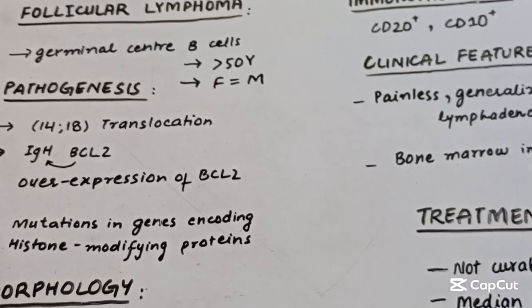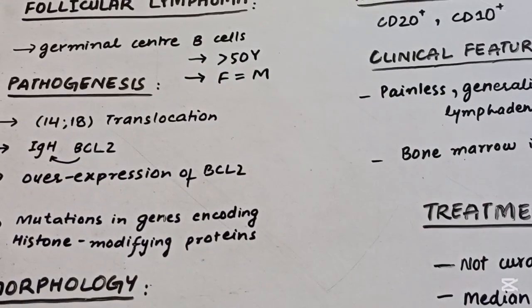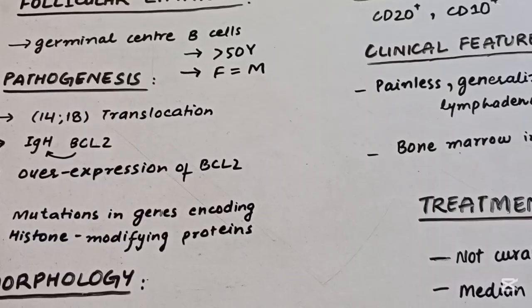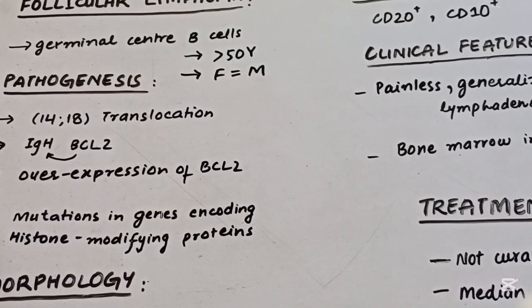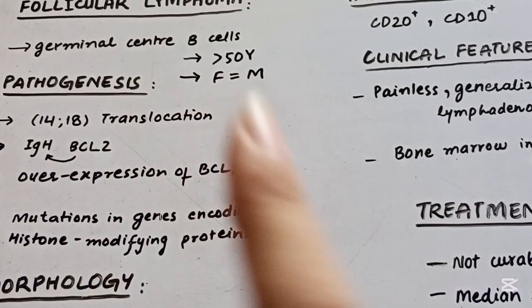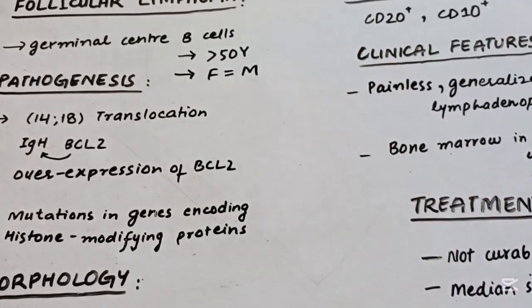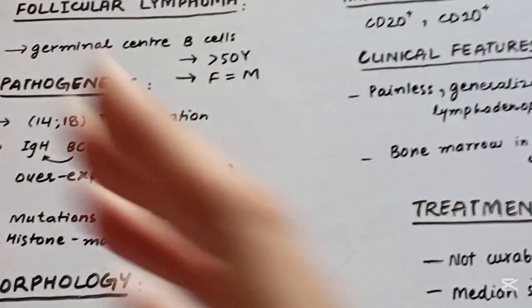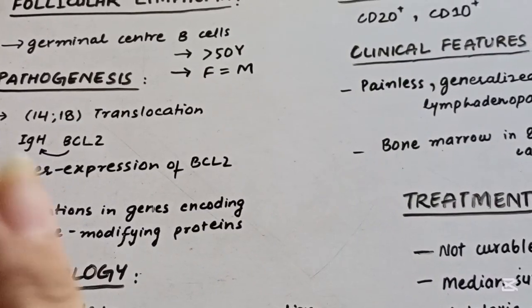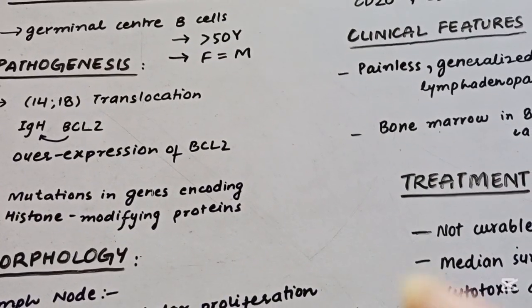Follicular lymphoma. This neoplasm is composed of cells that resemble germinal center B cells. These cells are CD10 positive. It occurs mostly in patients with age greater than 50 years, and male and female are both equally predisposed to follicular lymphoma. Now let's talk about the pathogenesis.